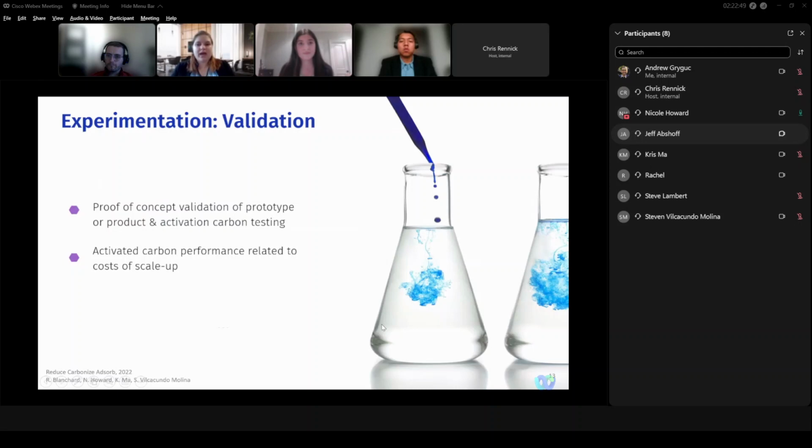The main reason the dye absorption testing was utilized is as a form of validation, especially a proof of concept validation of our prototype, our activated carbon. And secondly, our activated carbon performance was directly related to the cost of the scale-up. A higher temperature would cost more in the scale-up process.